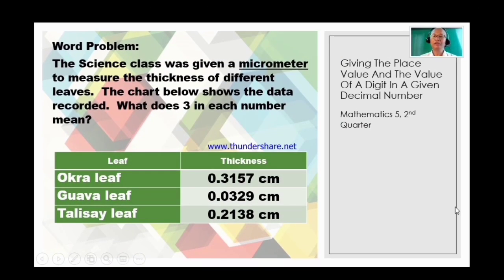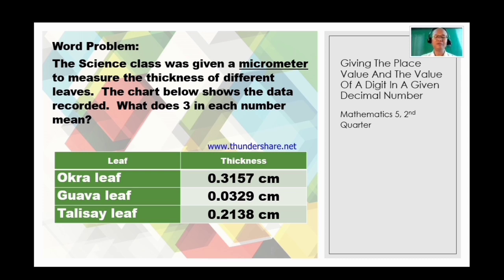Okay, to further understand our concept of identifying decimal place value and decimal values, let's have this word problem. The science class was given a micrometer to measure the thickness of different leaves. The chart below shows the data recorded. What does 3 in each number mean? In our data recorded, we have 3 kinds of leaves: okra leaf, guava leaf, and talisay leaf. And they have different thickness.